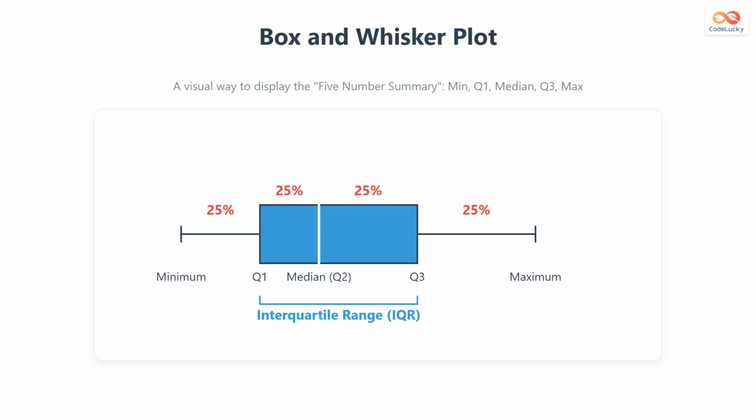We visualize all these numbers using a box and whisker plot. The box represents the interquartile range, stretching from Q1 to Q3, with a line inside for the median. The whiskers extend out to the minimum and maximum values.